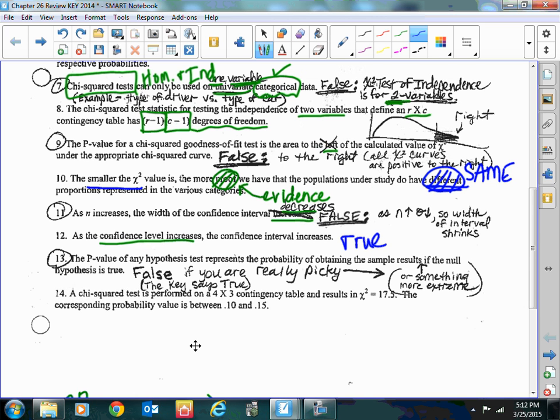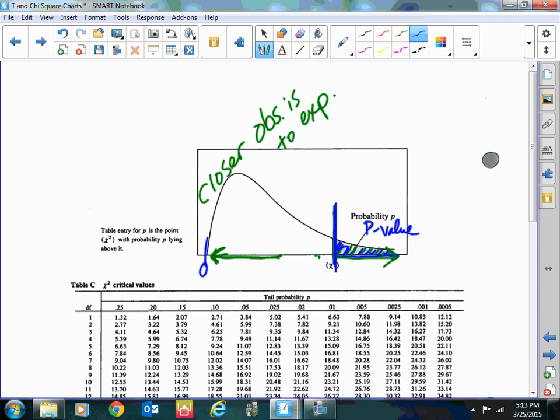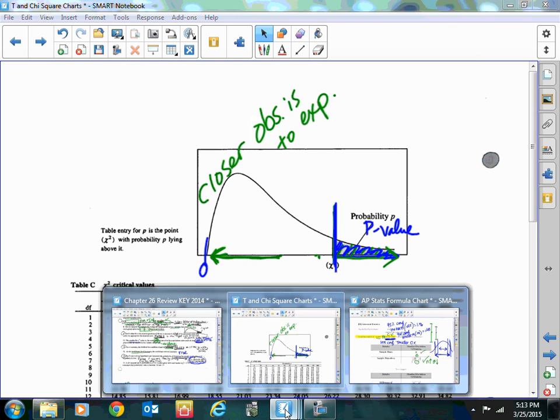All right, 13. The p-value of any hypothesis test represents the probability of getting, okay, this is the definition of p-value, the probability of getting the sample result, or something more extreme if the null is true. We're going to be really picky and say, remember our song, do you remember when we used to sing, the p-value is the probability of getting this sample or something more extreme if the null is true.